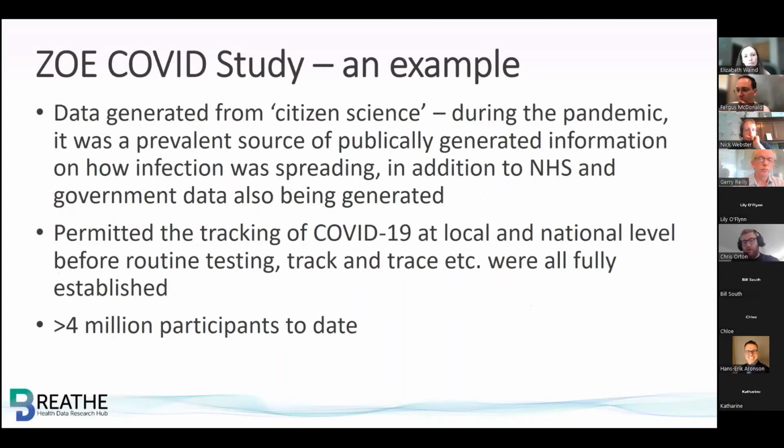Now, in terms of the Zoe COVID study, as an example, this particular data set was generated from citizen science and during the pandemic was an incredibly prevalent source of publicly generated information, obviously reporting on how infection by symptom was potentially spreading across the UK. And this was very useful in addition to the NHS and government data that obviously we also hold, particularly in Wales, but this was a UK-wide data set that we were hosting. So the data set itself in anonymised form allowed the tracking of COVID-19 at local and national level geographically. And this was before routine testing and track and trace, etc. was set up.